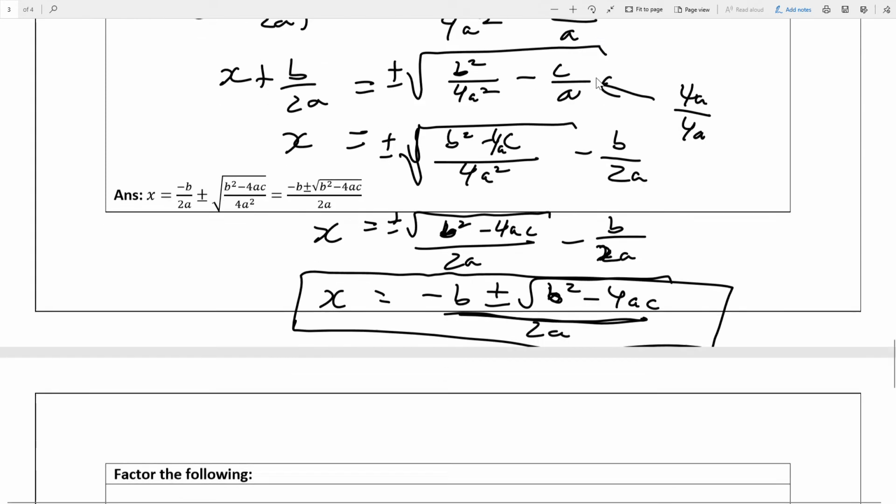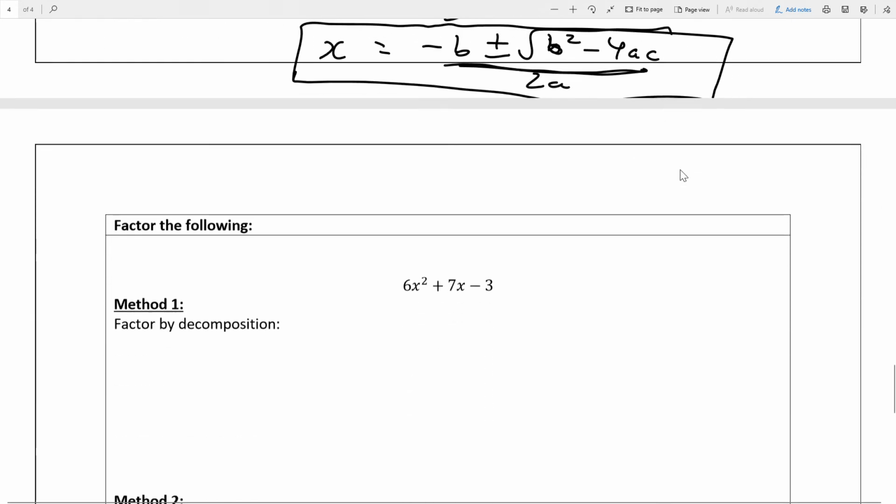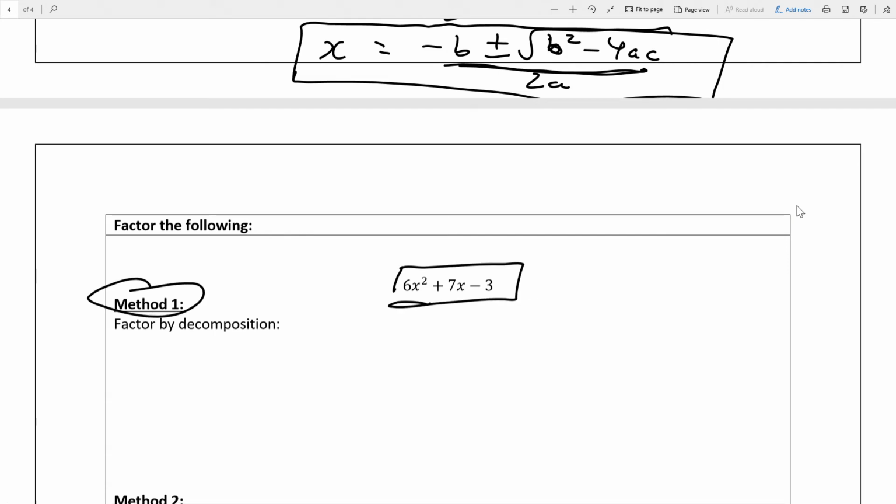So next, we're going to use this formula and see if it works with this question. Okay, first we're going to use method 1 by factoring by decomposition, and then we're going to compare it to the answer we get by using the quadratic formula. So we need two numbers that add up to 7 and multiply to negative 18. Okay, so it seems like 9 and negative 2 work.